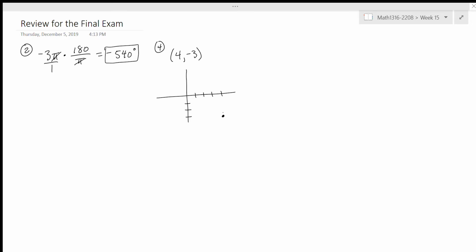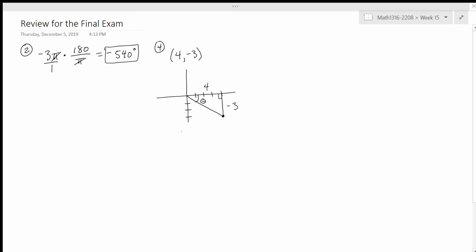Now, from that point, let's construct a right triangle. So we're going to drop straight down from the x-axis, and then we're going to connect the dots with the origin. And does everybody remember that theta is the angle at the origin? Theta is going to be at the origin. What is the length of the horizontal side? What is the length of the vertical side? Do I know the hypotenuse? It's not given. Can I find it?